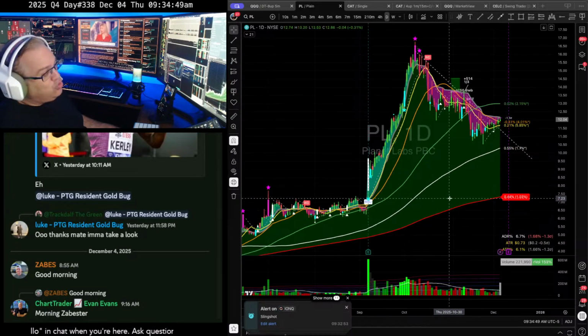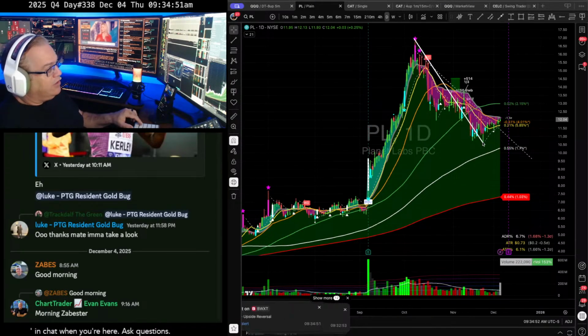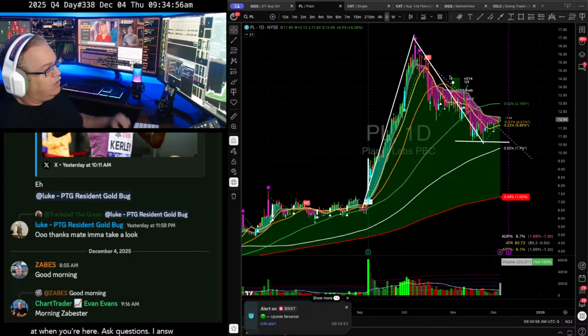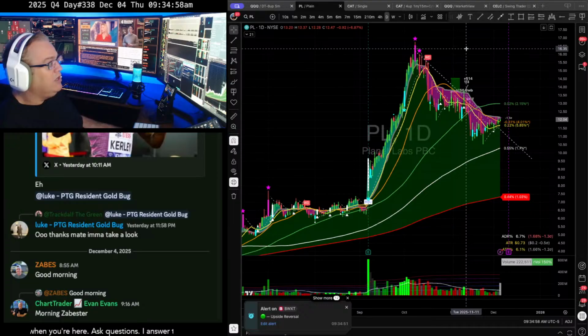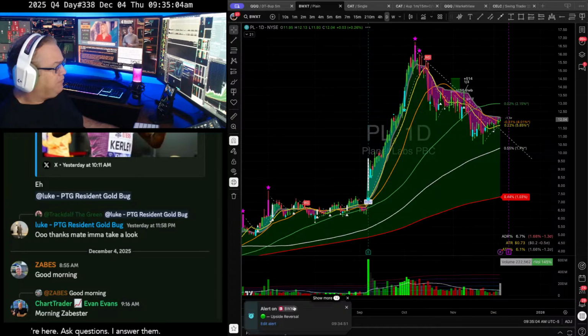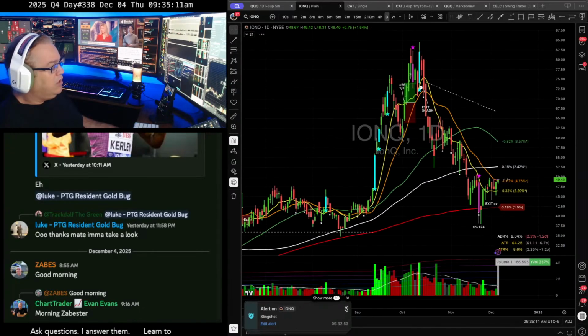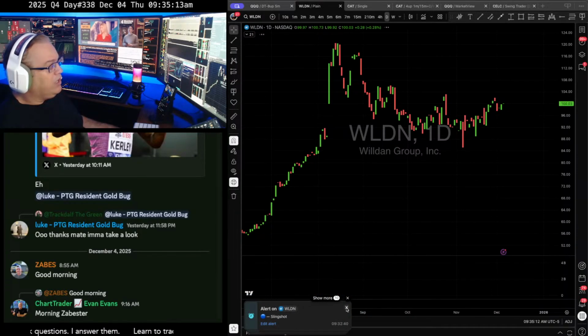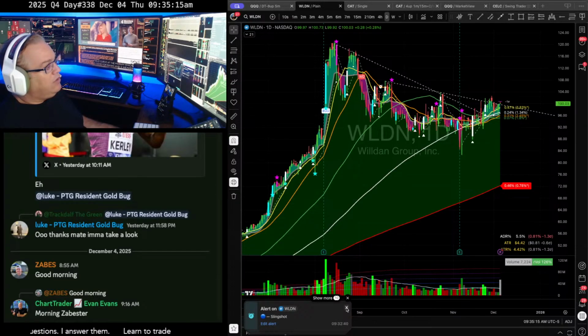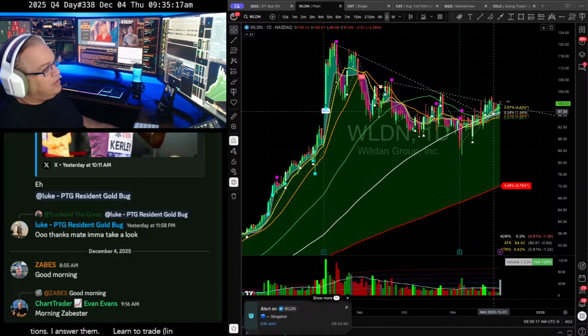Also, another issue on it is that it pulled back so far. It retraced about 60% of its move, which is not good, greatest relative strength. But the market has been in shambles, so you never know what still has a lot of strength. BWXT, no. IonQ, no. These are just sort of morning alerts that are going off. Weldon or Wilden, whatever this is.